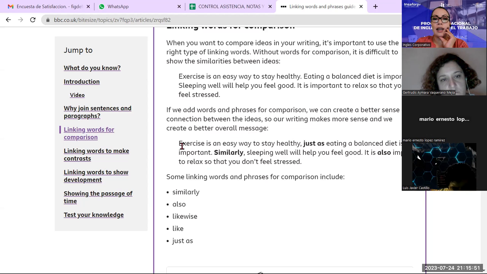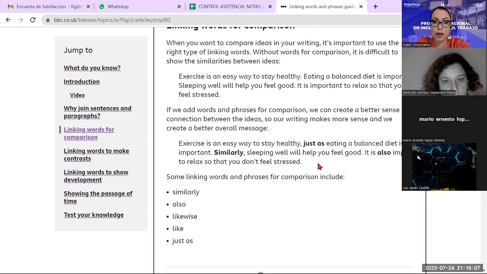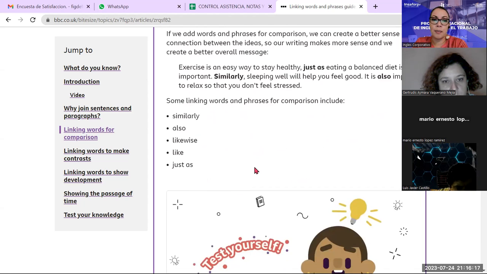Entonces, ven aquí, exercise is an easy way to stay healthy. Just as eating a balanced diet, it is important. Similarly, sleeping well will help you feel good. And it is also important to relax so that you don't feel stressed. Entonces, le añade mucho más fluidez, coherencia y elegancia el usar conectores en nuestros párrafos o cuando estamos hablando.